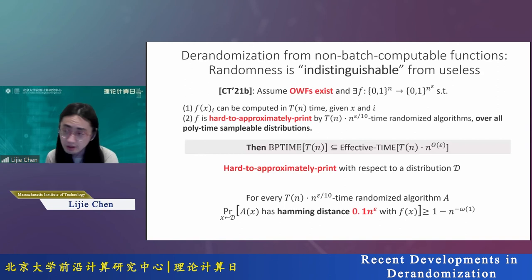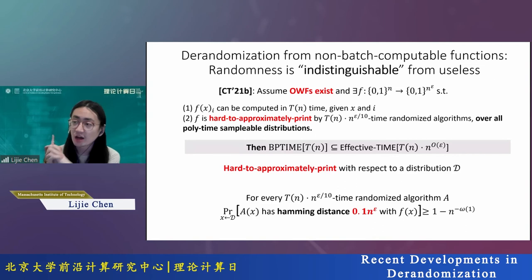So what does this mean? First, each output bit of f is computable in polylog n time, and it has n^epsilon bits. So spending n^epsilon times polylog n time, you can compute the whole function f. And we are saying that if you spend less time, like n^{epsilon/10} times polylog n time, then you cannot approximate the output, because in such a running time, you can only compute about n^{epsilon/10} bits of the output. And for other bits, you can only guess. So essentially, we are trying to say that this function is non-batch computable, in the sense that you cannot spend significantly smaller time to compute a majority of the output.